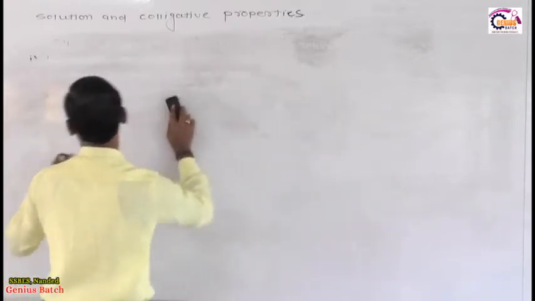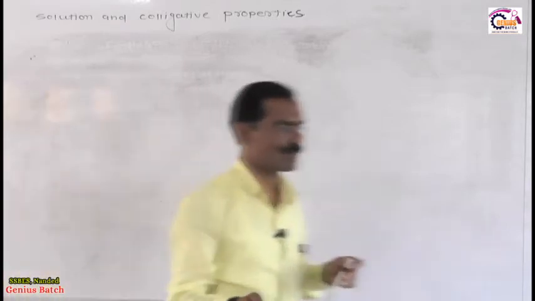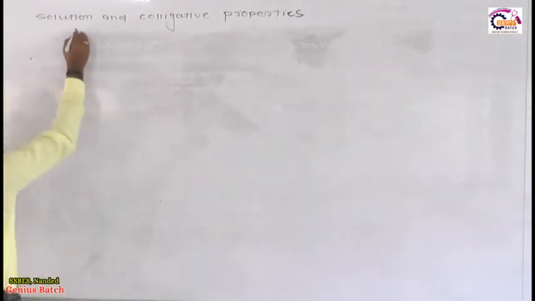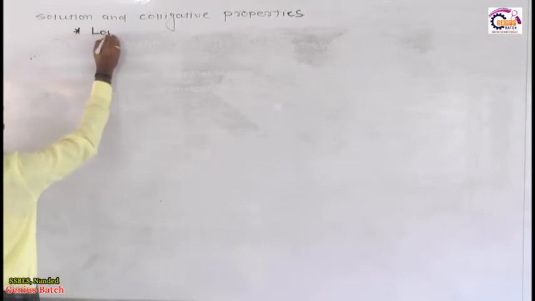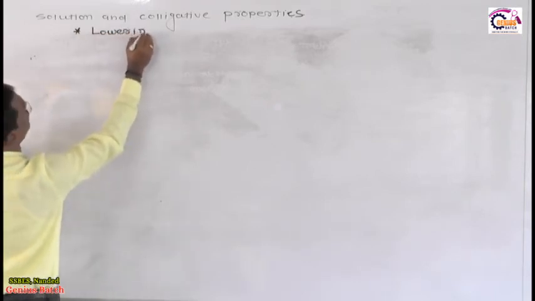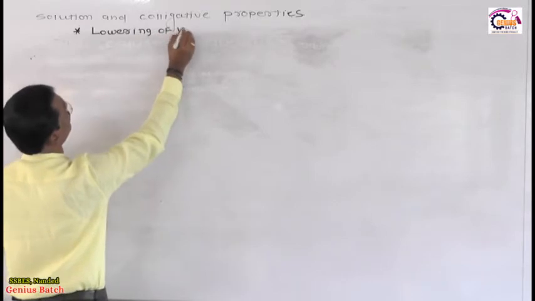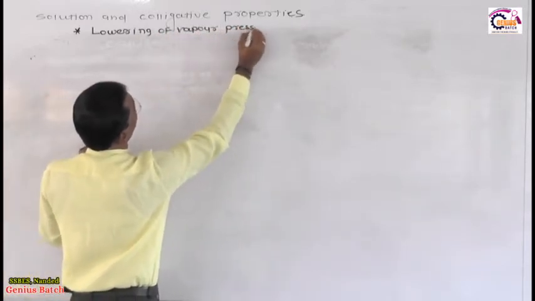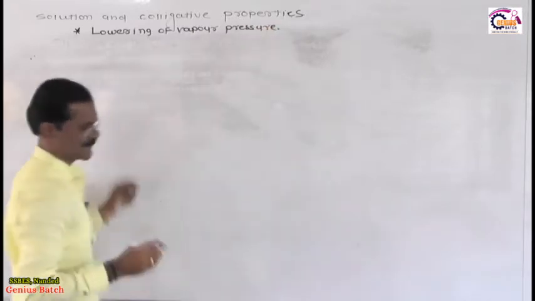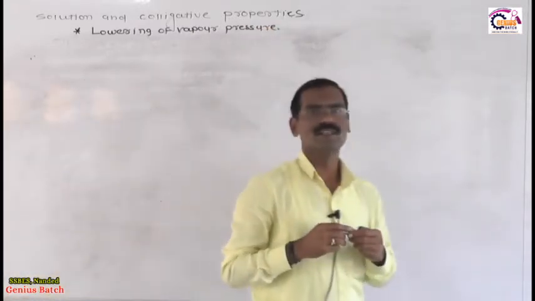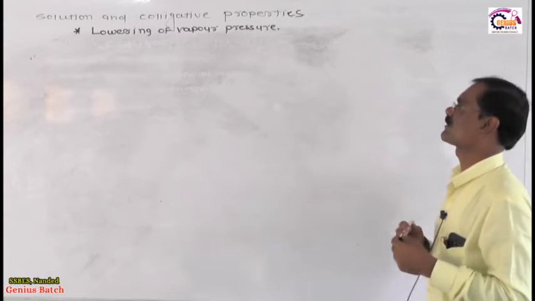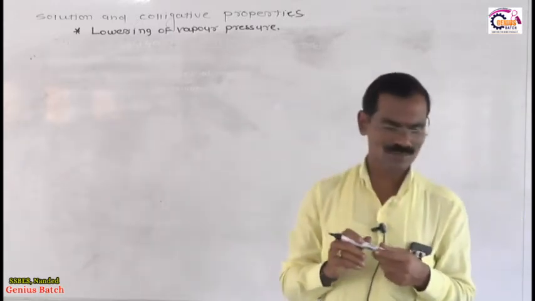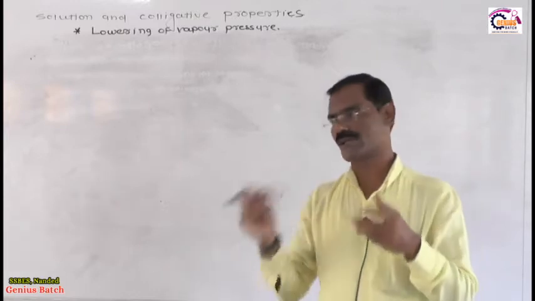Now friends, I am going to discuss with you the first and very important colligative property, called lowering of vapor pressure. Which are the important aspects and concepts related to this phenomenon, lowering of vapor pressure? See toward the board, this is very interesting and very important.